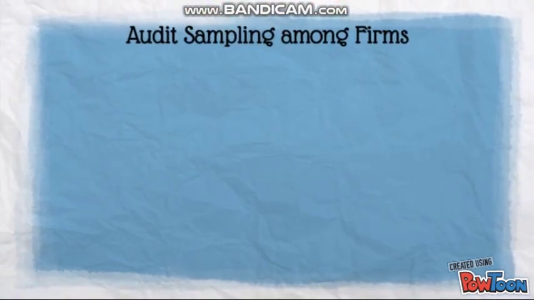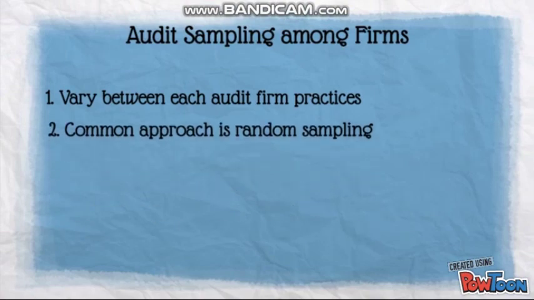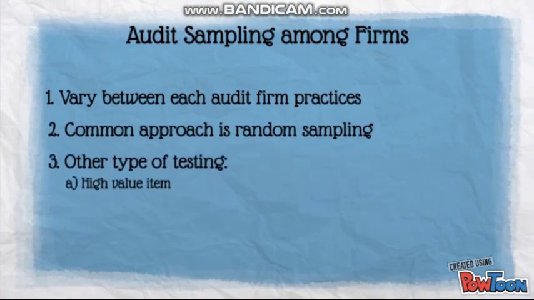Audit sampling among firms. 1. It varies between each audit firm's practices. 2. The common approach is random sampling. 3. Other types of testing, such as A. high value items and B. other items.